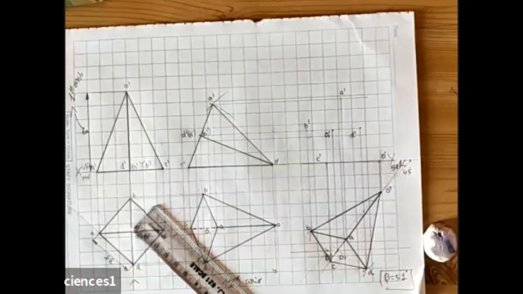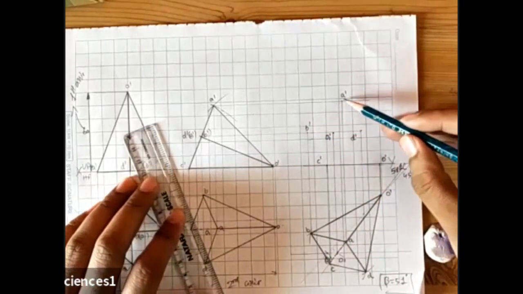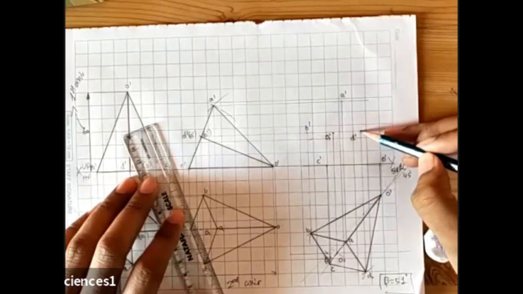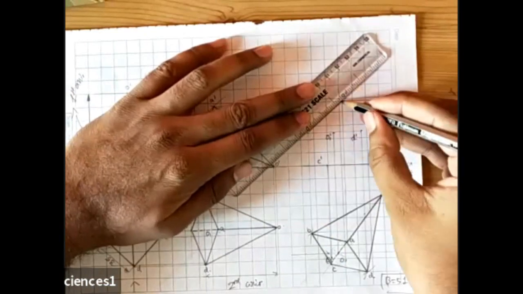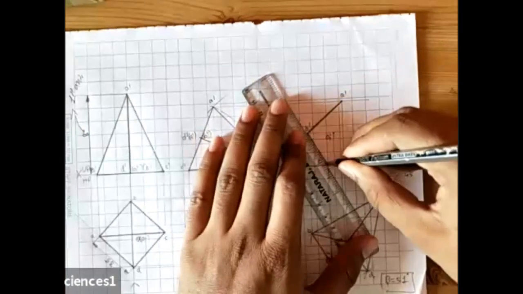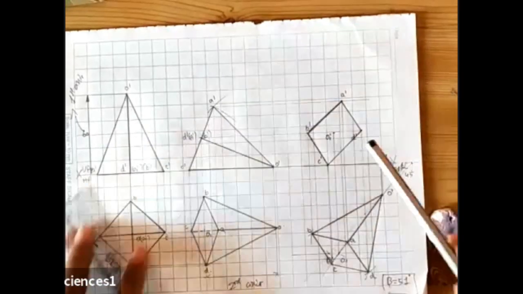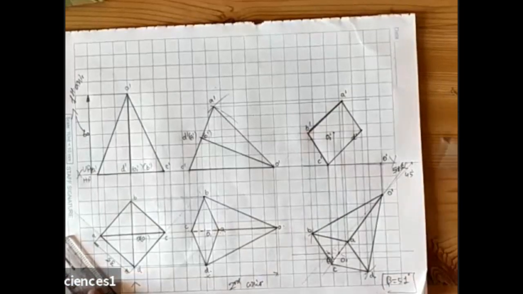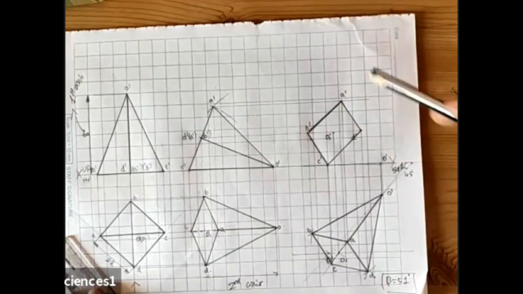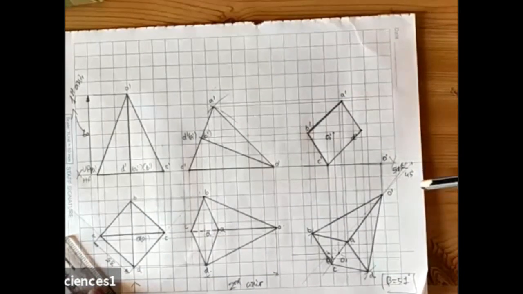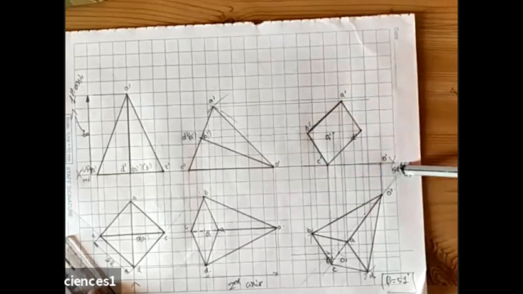Now, what you'll be doing is joining the base, that is A dash, B dash, C dash, and D dash. You'll be joining the base: A to B, B to C, C to D, and D to A. You complete the base. After completing the base, you start joining A dash to O dash, that is the slant edge. I'm repeating this: first, you're supposed to complete the base. After that, you're supposed to do the slant edge.